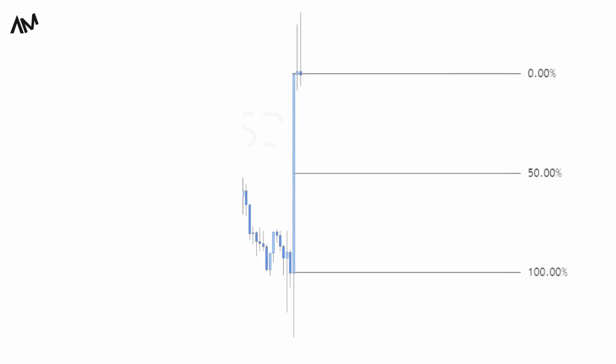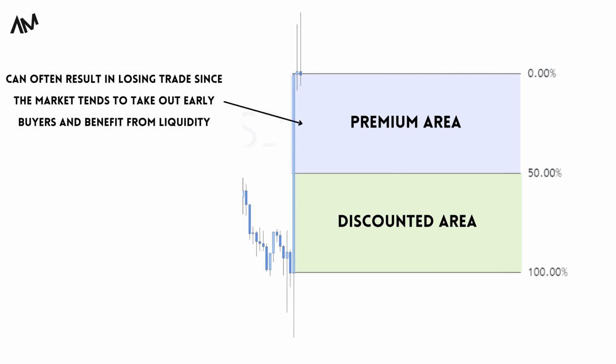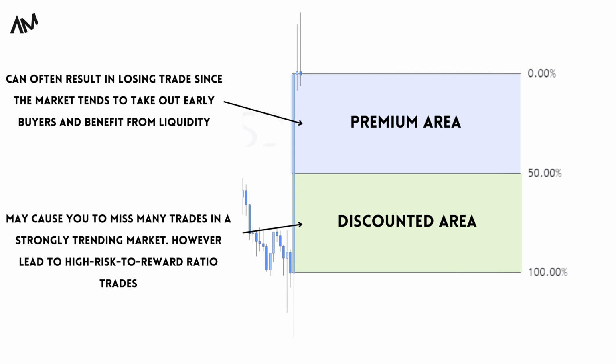To answer this question, we divide the potential pullback range into two parts. The area above the 50% retracement level is known as the premium, while the area below is called the discount zone. Let's explore this concept in the bullish scenario. Attempting to buy the asset in the premium area can often result in losing trades, since the market tends to take out early buyers and benefit from liquidity. On the other hand, looking to buy in the discounted area may cause you to miss many trades in a strongly trending market. However, it could lead to high risk to reward ratio trades. It's essential to note that the same concept applies to the bearish scenario as well.